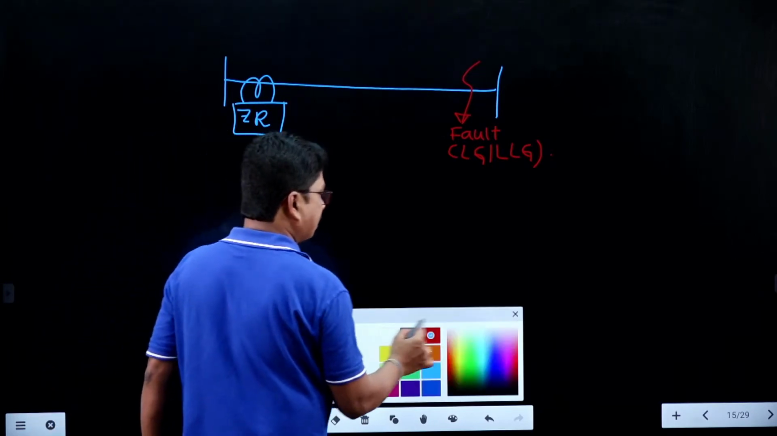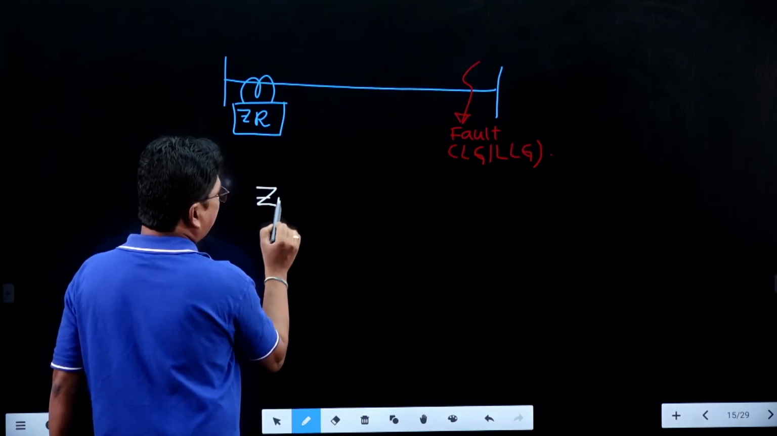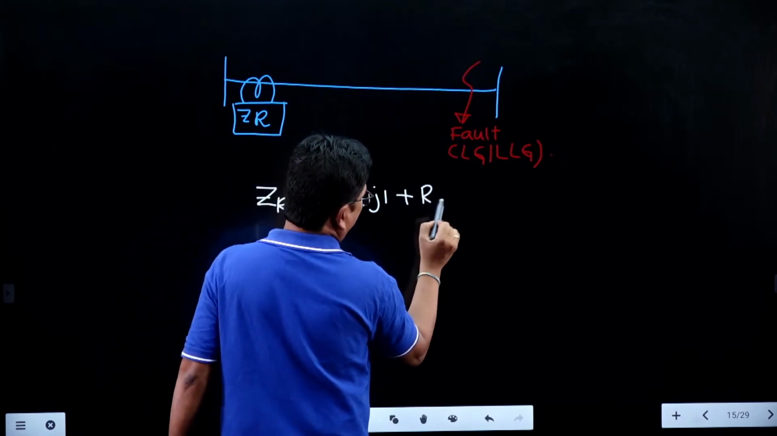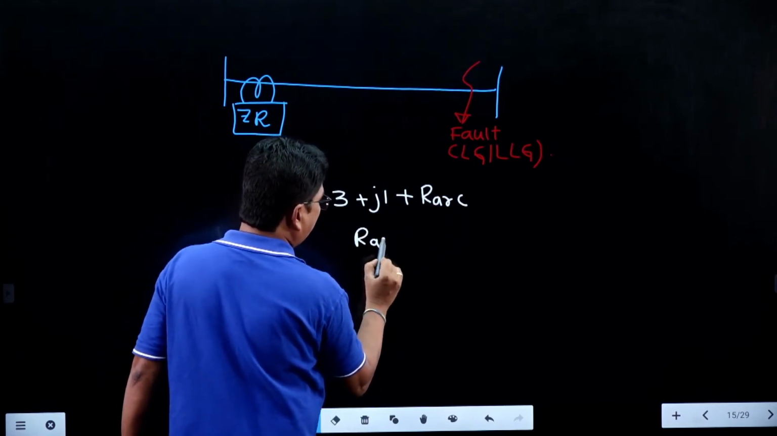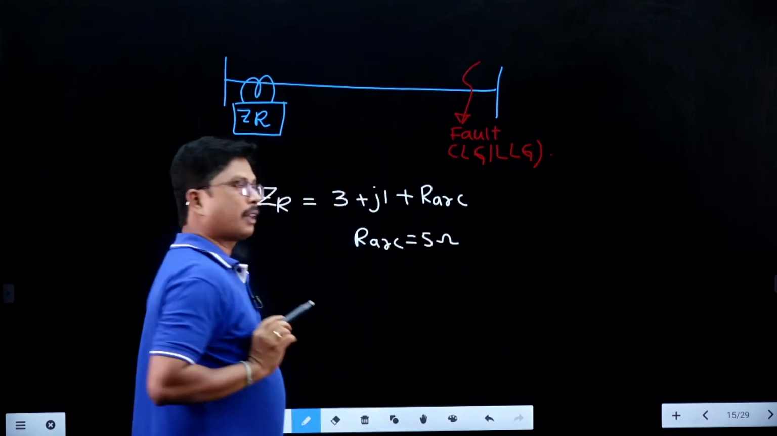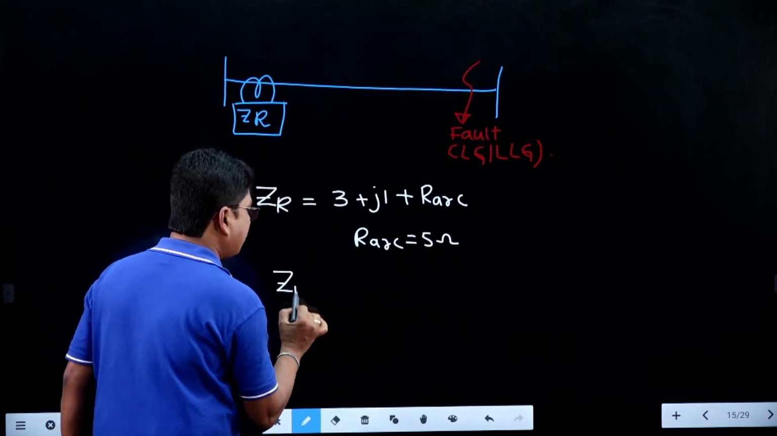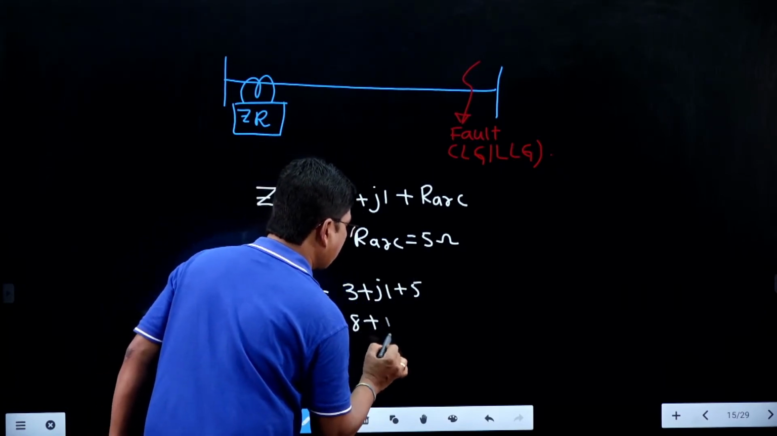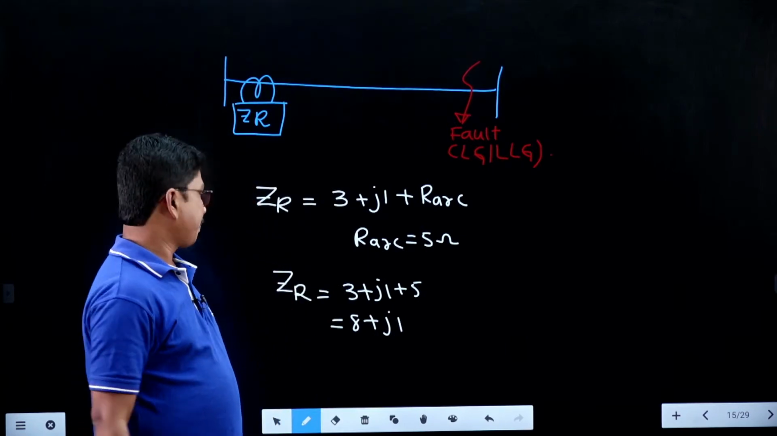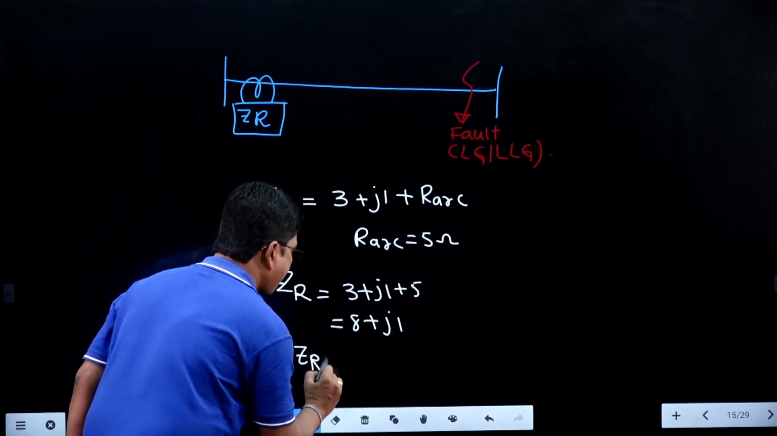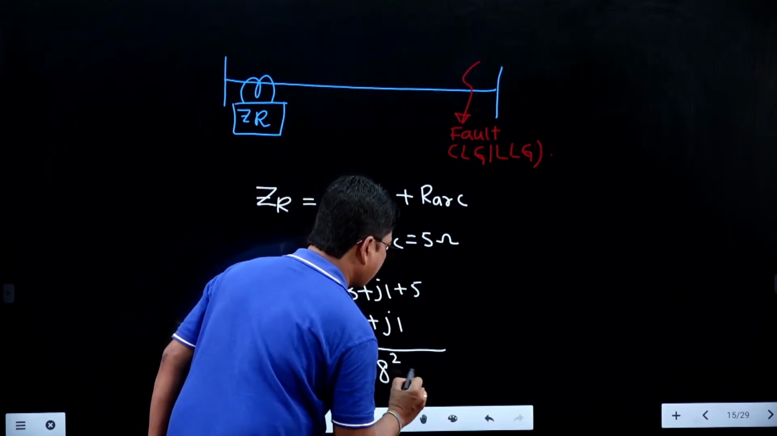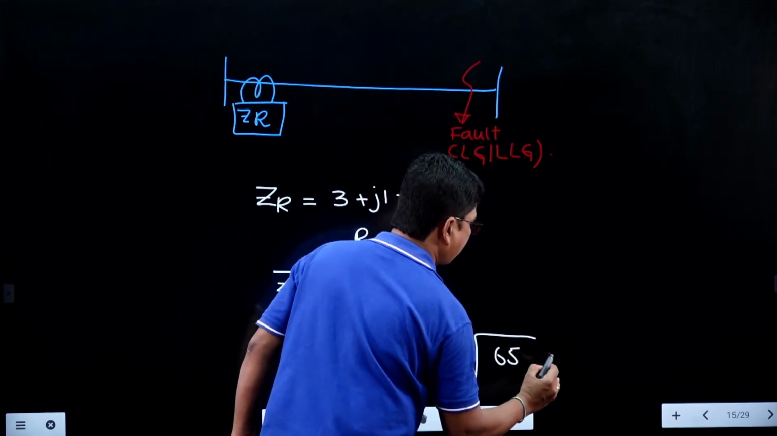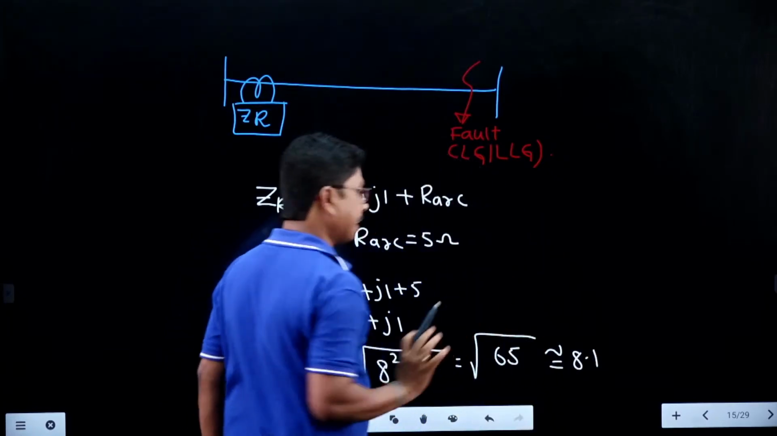So whenever arc resistance is more, suppose the relay looking impedance ZR, actually we are expecting 3 plus j1 plus R arc. If arc resistance is more, suppose it is 5 ohms, then what is the value of ZR now? It is 3 plus j1 plus 5, which is 8 plus j1. Then what is the magnitude of ZR now? It is under root of 8 square plus 1, under root of 64 plus 1, it is 65, approximately 8.1 nearly.